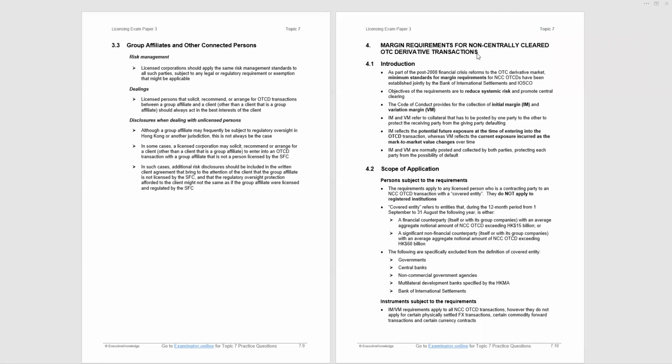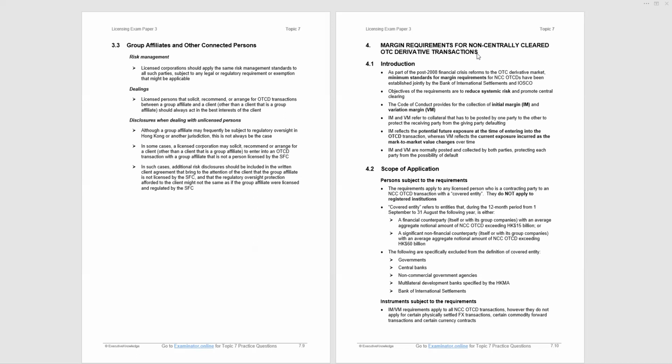And the last bullet tells us, in such cases, additional risk disclosure should be included in the written client agreements that bring to the attention of the client that the group affiliate is not licensed by the SFC, and that the regulatory oversight protection afforded to the client might not be the same as if the group affiliate were licensed and regulated by the SFC. So obviously that relates to when someone is dealing with a group affiliate where maybe part of the group is licensed, but the affiliate you're dealing with is not licensed, and there should be additional risk disclosure in the written client agreement. The other material, have a read through, but I wouldn't get too excited about.